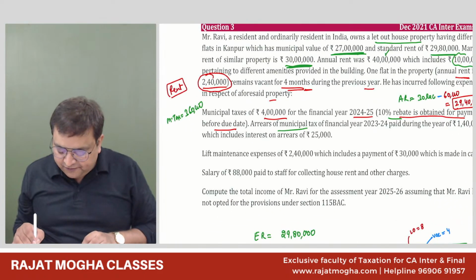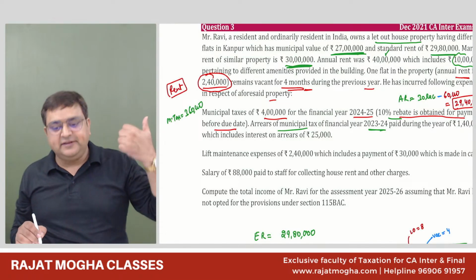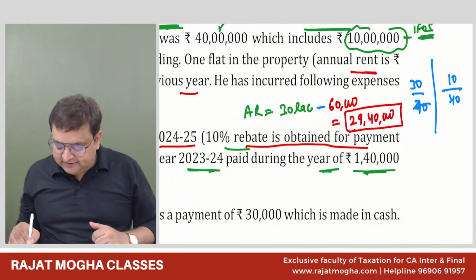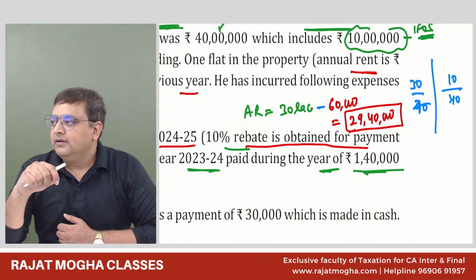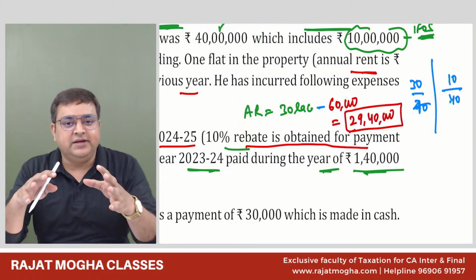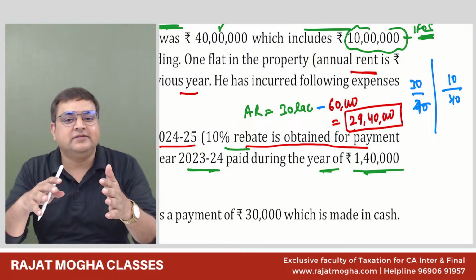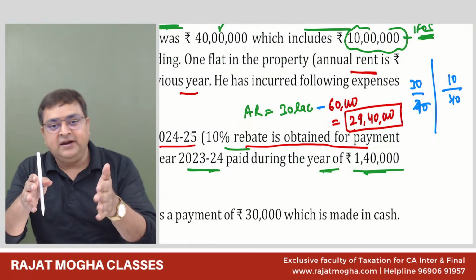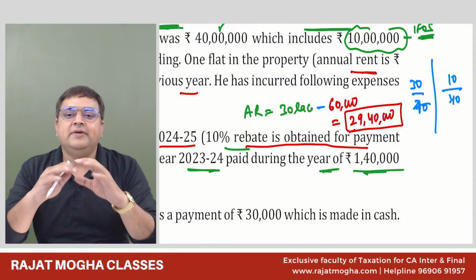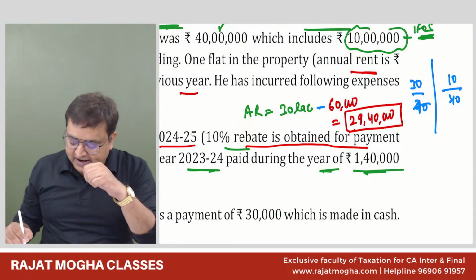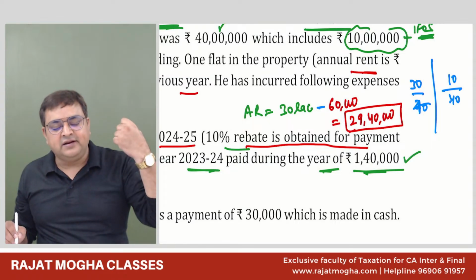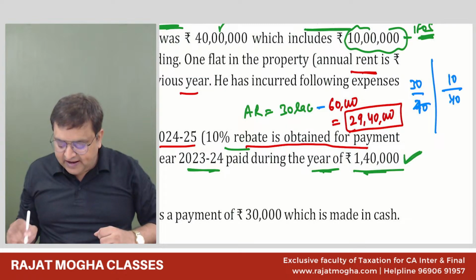Arrears of municipal taxes for financial year 23-24. Last year municipal taxes paid during the year 1,40,000 rupees. Please tell me whether we can subtract this also or not. Municipal taxes are allowed on payment basis, whatever is paid during the year. It is not allowed on due basis. So whether it belongs to this year, any future year, or any past year, everything is allowed. In house property, municipal taxes are allowed on payment basis. So we can deduct last year's municipal taxes also. These were in arrears last year, but they were paid during this year. So 1,40,000 we can deduct.